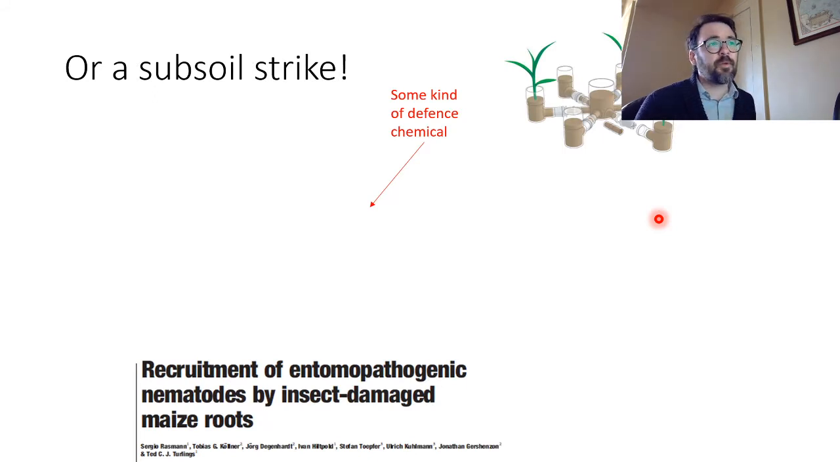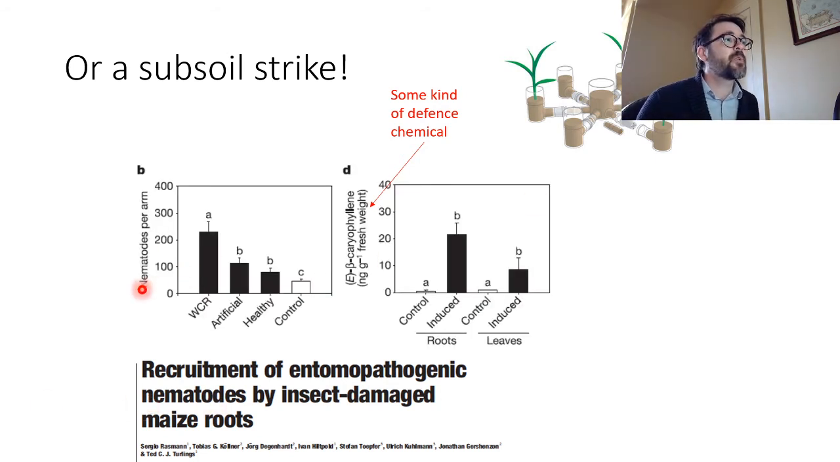And plants can do it below ground too. So here's an example where maize, corn, is actually able to recruit nematodes to protect its roots, right? So again, you could take a look at the roots and the leaves that have been induced by the damage of herbivory. So again, this is just some kind of chemical defense that I don't want you to worry about, but you can see that when the plants are damaged by an herbivore, they turn on this chemical. So it's a systemic acquired resistance.